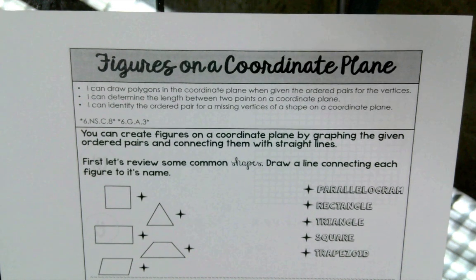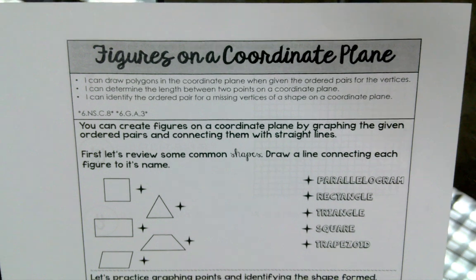So we are now looking at figures on a coordinate plane. We've been able to graph points, ordered pairs. We've been able to read ordered pairs. We have now learned how to find the distance between 2 points. And now we're going to actually put figures on a coordinate plane.